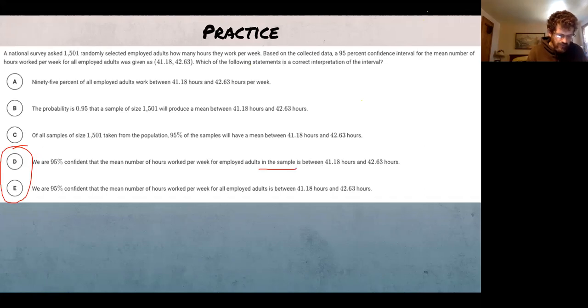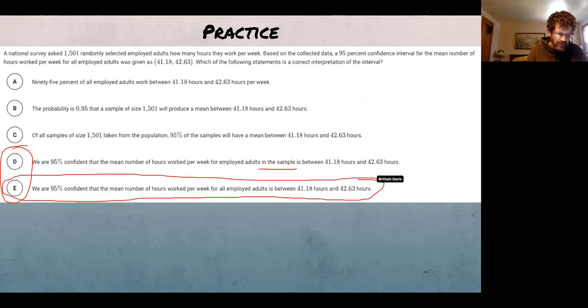We are 95% confident that the mean number of hours worked per week for all employed adults is between 41.18 and 42.63 hours. There we go. We're using our sample to make an inference about the population. That looks good. If we read the other three, we'll find that those are not very accurate interpretations at all. So there we go.